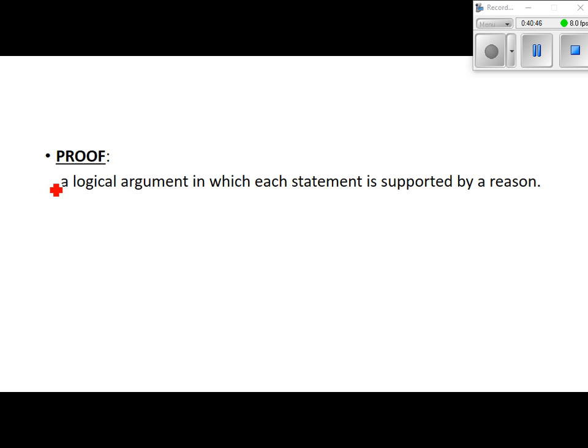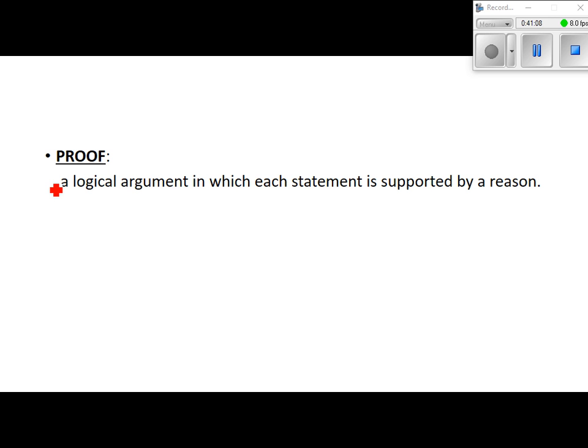A logical argument in which each statement is supported by a reason. When you have an argument with your parents, you make a statement, you've got to do what? Back it up. Support it. That's what two-column proofs, or any kind of proof, does. There's got to be some kind of support there.